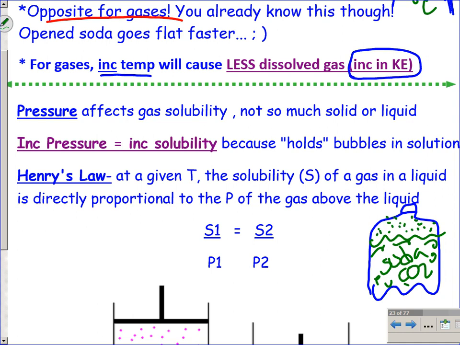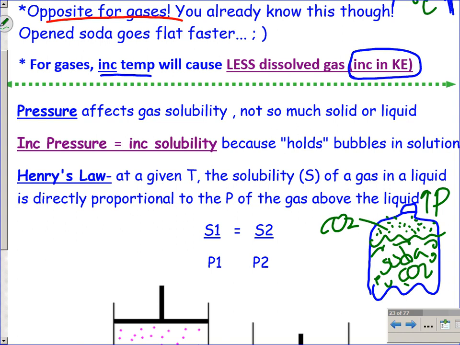What kind of gas do you think? CO2. They pressurize the top of soda bottles by pumping in extra CO2 to keep it really, really carbonated. But it's actually because it increases the pressure inside of the container. So when you open the container, what do you hear? What's it doing? Releasing the gas and releasing the pressure.